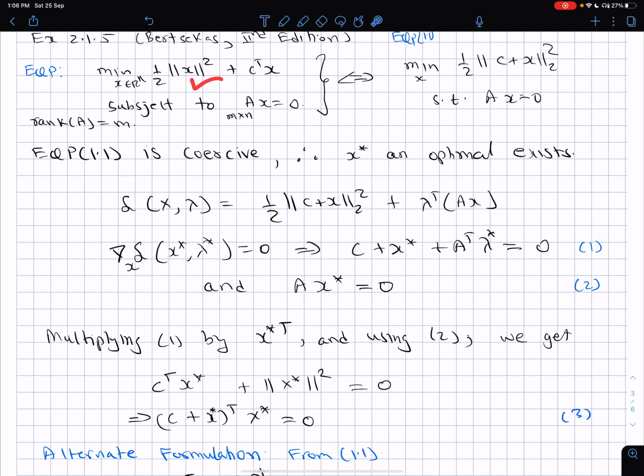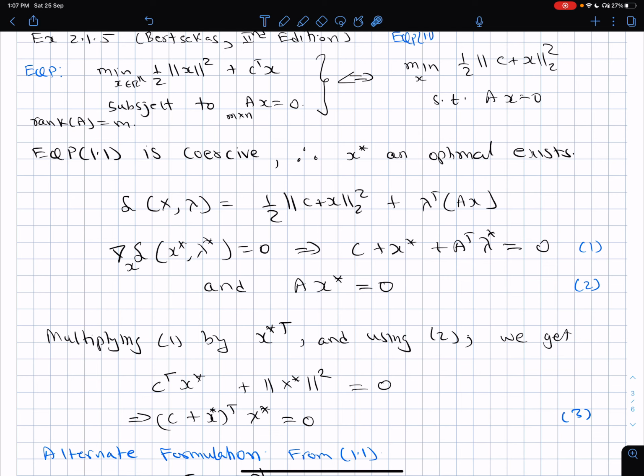So this problem and this problem become equivalent in the sense that I have only added a constant, which is half of c transpose c. Adding a constant to the objective function does not change the x star. So equivalence is that the same x star is going to be obtained even if I attempt to solve this particular problem. So it's better to pose it as this particular problem.